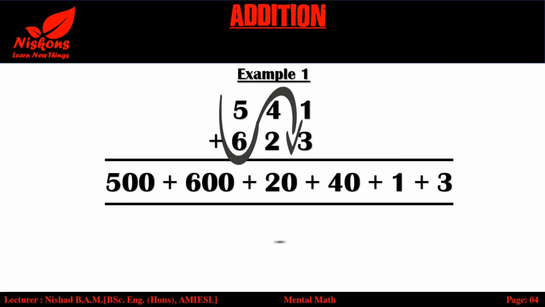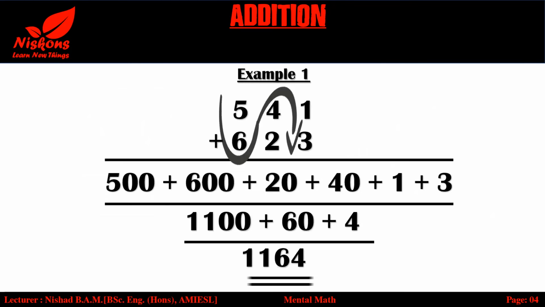After we have added these numbers, we can obtain that 500 plus 600 is equal to 1100, plus 20 plus 40, which is equal to 1160. Then after, we have to add 1 plus 3. So the final answer will become 1164. So this is how we add.